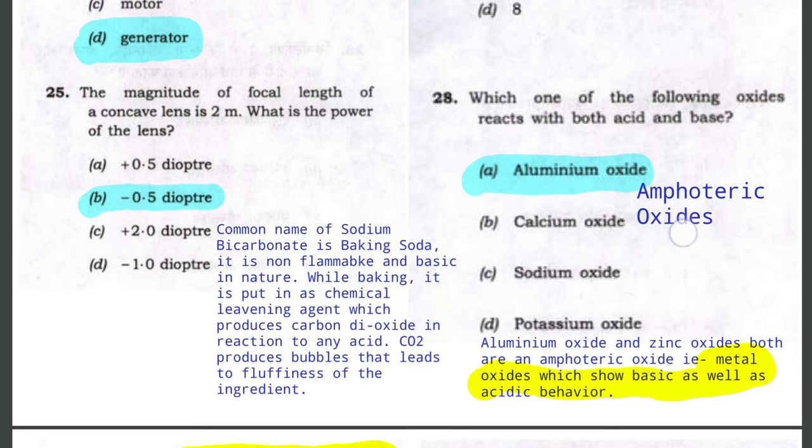The next question is related to the power of the lens. The magnitude of the focal length of a convex lens is 2 meter. Then what is the power of the lens? So the power of the lens is equal to 1 by f. So power is equal to 1 by 2, which would be 0.5 diopter. And if it is a concave lens, the sign will be negative. If it was a convex, then the sign would be positive. So here the correct answer would be minus 0.5 diopter.